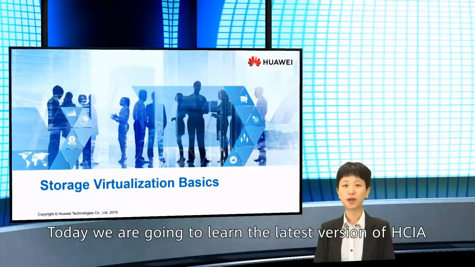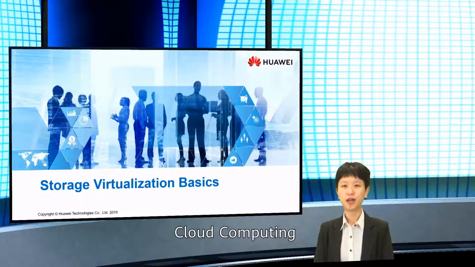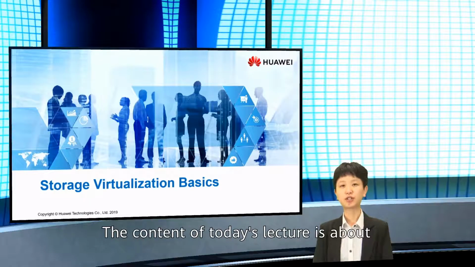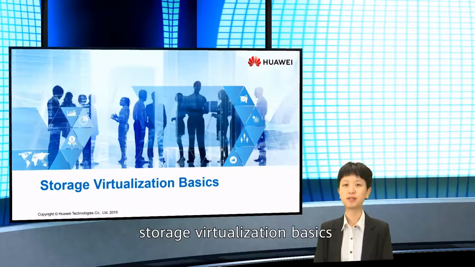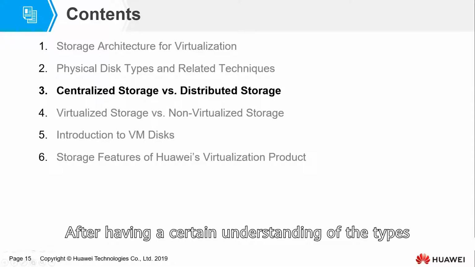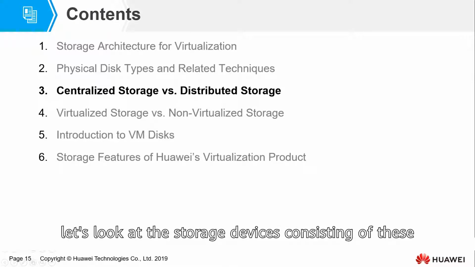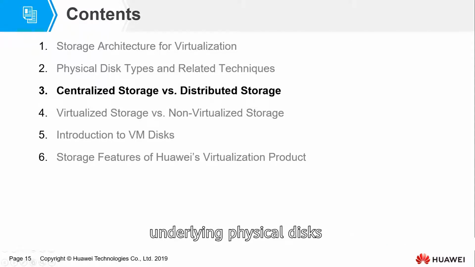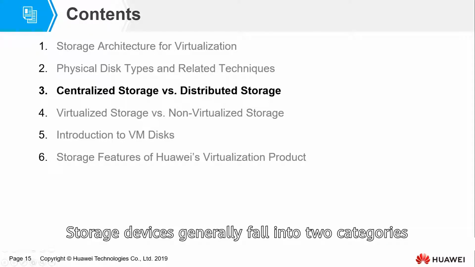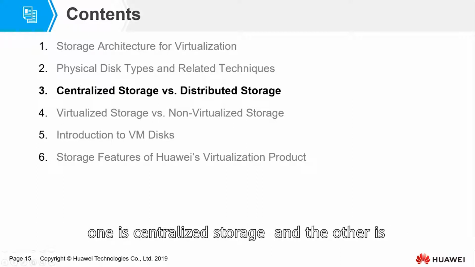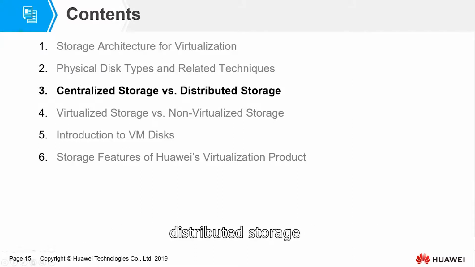Hi everyone, today we are going to learn the latest version of HCIA cloud computing, and the content of today's lecture is about storage virtualization basics. After having a certain understanding of the types of the lowest physical disk, let's take a look at the storage devices consisting of these underlying physical disks. Storage devices generally fall into two categories. One is centralized storage and the other is distributed storage.